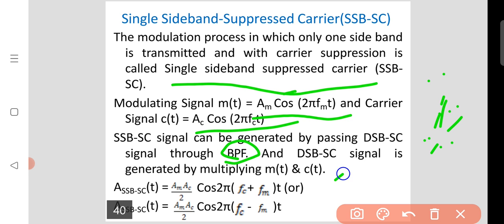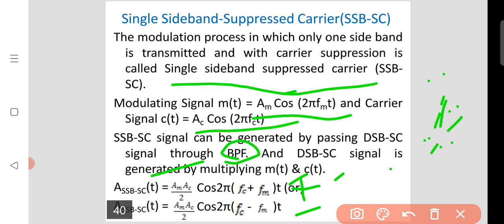So finally, the DSBSC signal consists of two sidebands, one term for the upper sideband and another term for the lower sideband. Initially the DSB signal is like this: Am Ac by 2 cos 2 pi (fc plus fm) t, plus Am Ac by 2 cos 2 pi (fc minus fm) t. This is the upper sideband and this is the lower sideband. This is the DSBSC signal.